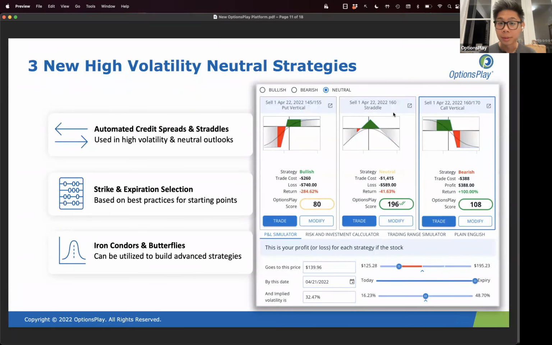So let's talk a little bit about the platform right now. And the first one I want to go through is the new neutral strategies, or the new high implied volatility strategies, which are the credit spreads. So we've now automated credit spreads and straddles that you can see using the platform itself. We've selected your strike and expirations for you, and you can use them for iron condors and butterflies if you want to build more advanced strategies. So let's go over here to the tool itself.